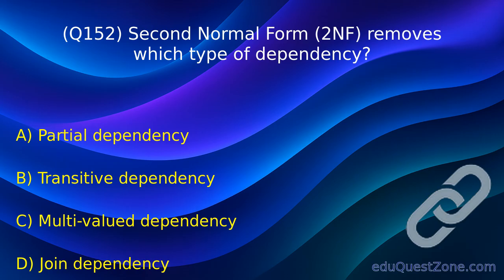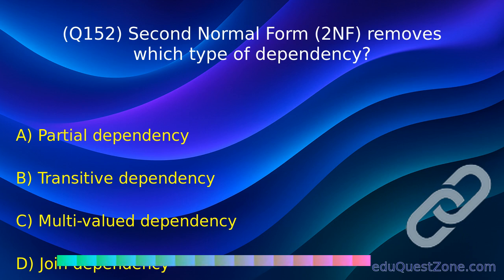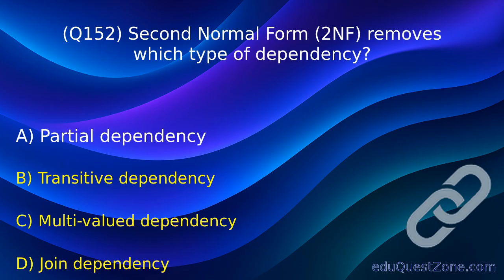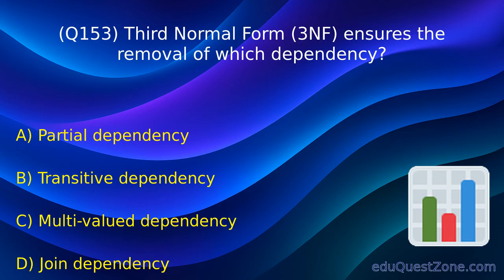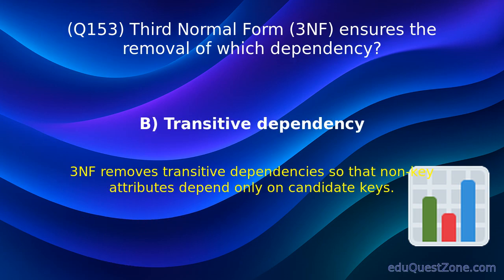Question number 152. Second normal form removes which type of dependency? Option A. Partial dependency. 2NF eliminates partial dependency from relations. Question number 153. Third normal form ensures the removal of which dependency? Option B. Transitive dependency. Third normal form eliminates transitive dependencies between non-key attributes.